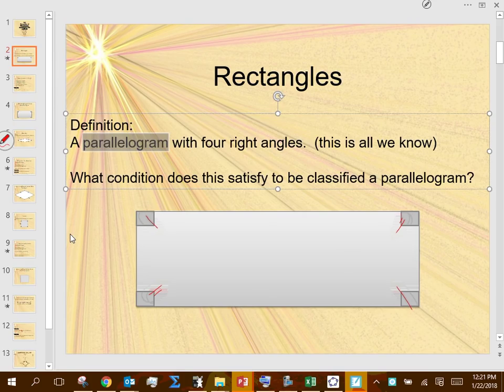If we add them all up, we're going to get 360, right? And that's because that shape is a quadrilateral. Every quadrilateral has 360 degrees in it, right? It also has four sides, right? That's the other fact of a quadrilateral.